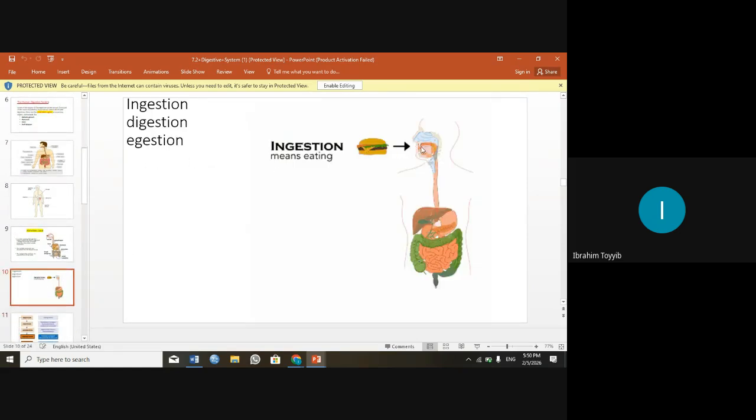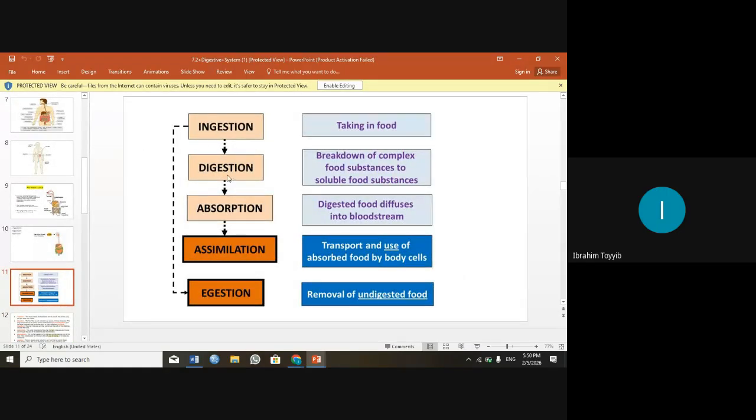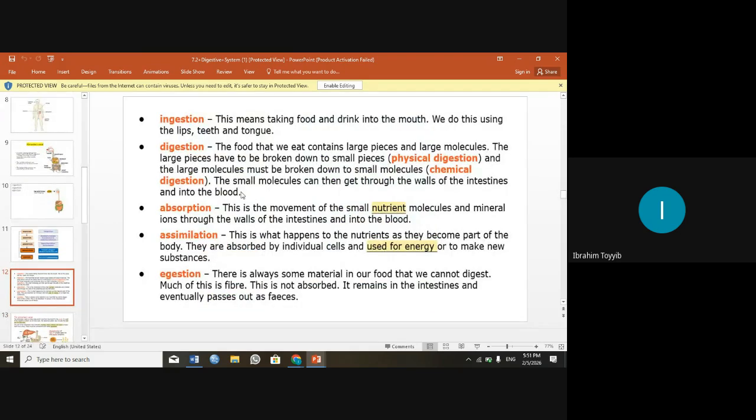This is food being put into the mouth. Ingestion means what? Eating. So these are those processes: ingestion, digestion, absorption, assimilation. You can see their meaning in a simple manner. Ingestion is taking in food. Digestion is the breakdown of complex food substances to soluble food substances. Absorption is the movement of digested food into the bloodstream. Assimilation is the transport and use of absorbed food by the blood cells. Egestion is the removal of undigested food.